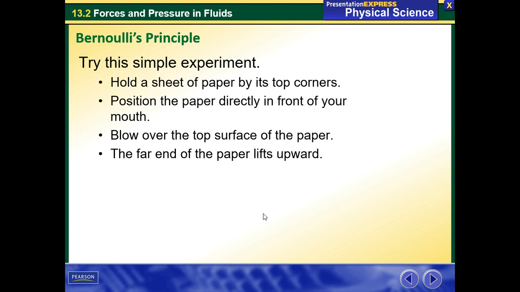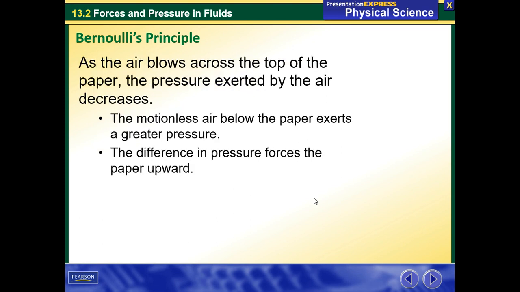So you can try this simple experiment. If you get a single sheet of paper and hold it at the corners and then position that paper directly in front of your mouth, you want your mouth to be over the top of the paper. You can blow over the top of the paper and you'll notice that the far ends tend to start lifting upwards. Now, why does it do this?